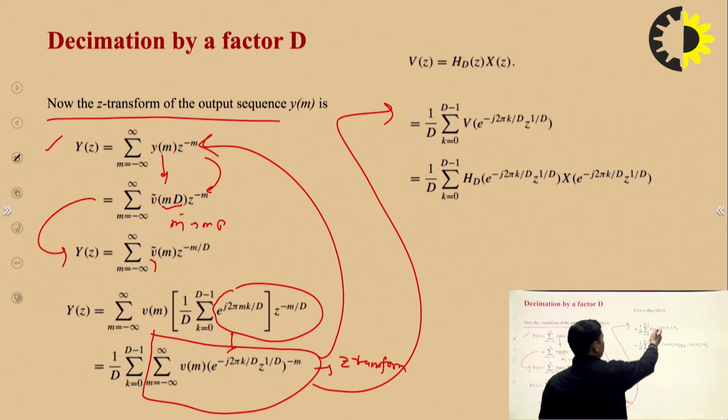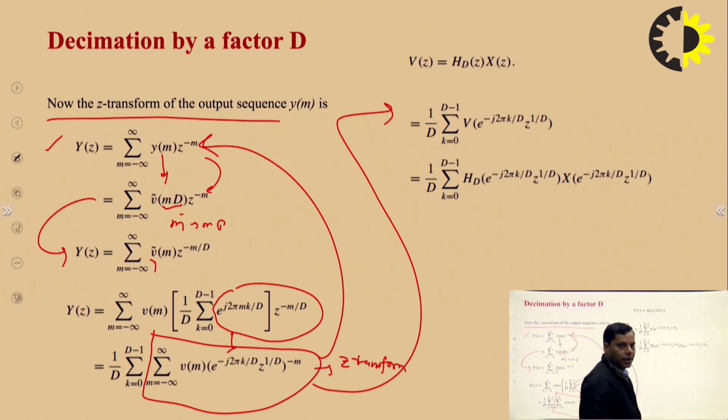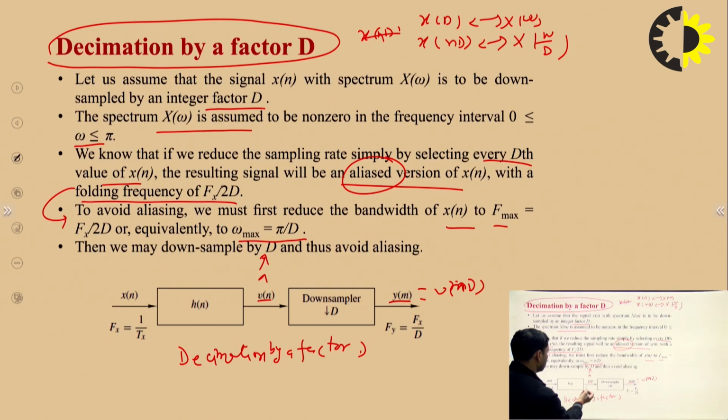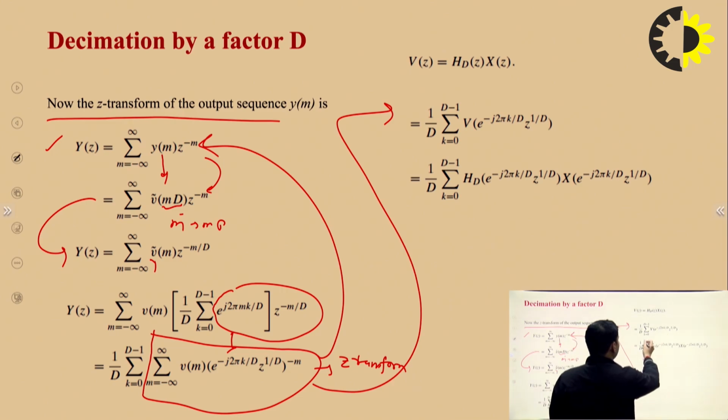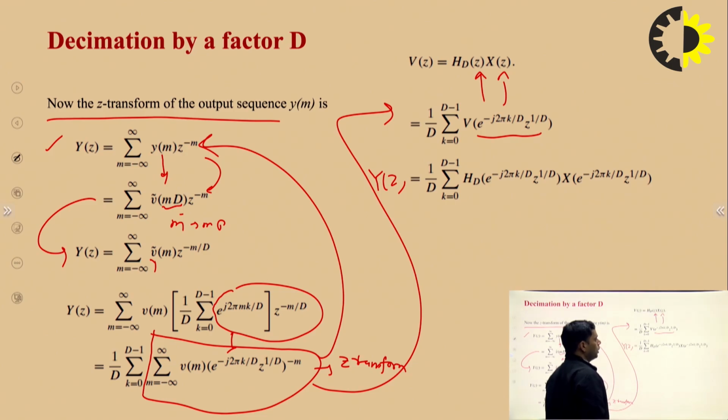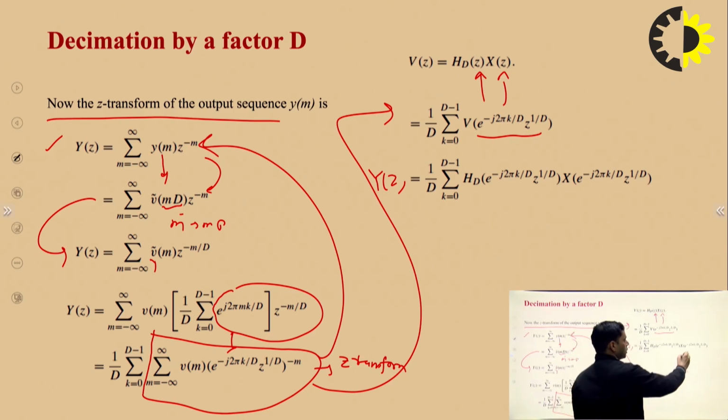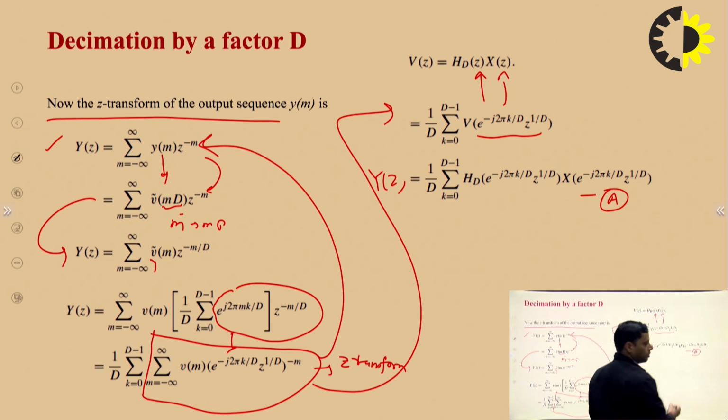Then what is V? Initially V(z) equals H_D(z) times X(z), the output which is applied onto this decimator. So we can write the equation Y(z) as 1 upon D, k from 0 to D minus 1, H_D of e raised to power minus j 2 pi k upon D times z raised to power 1 upon D, times X of e raised to power minus j 2 pi k upon D times z raised to power 1 upon D. Let's say this is equation number A.